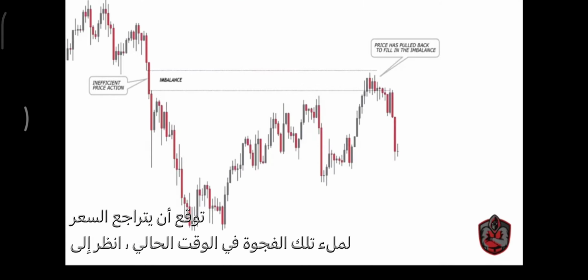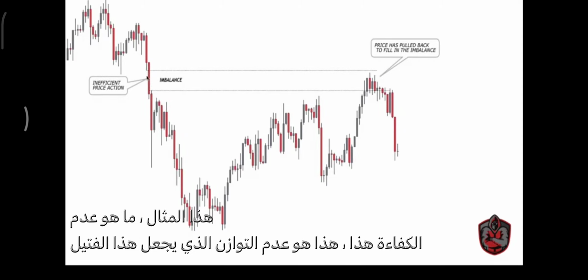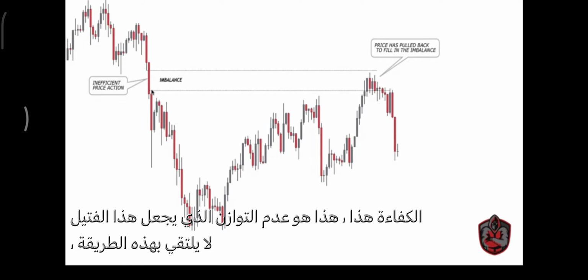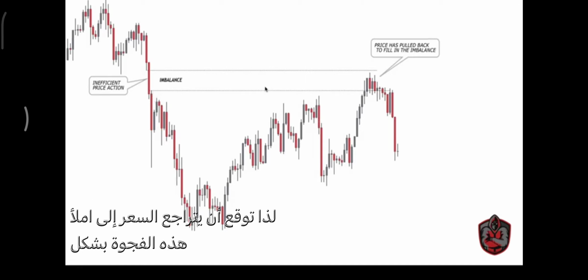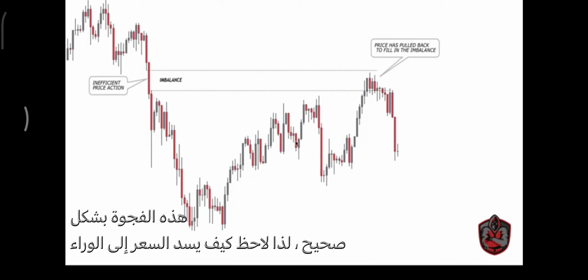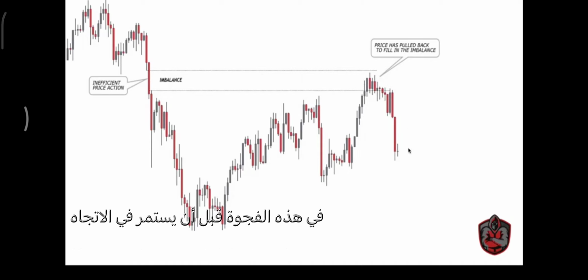So when you identify any imbalance in the market, expect price to pull back to fill in that gap, right? Now look at this example. What is this? Inefficiency, right? This is an imbalance. Why? This wick did not meet with this wick. So expect price to pull back to fill in that gap, right? So notice how price pulls back, fills in this gap before it continues over, right?